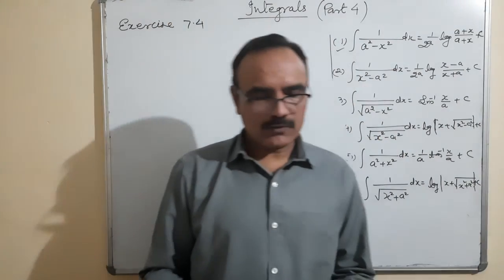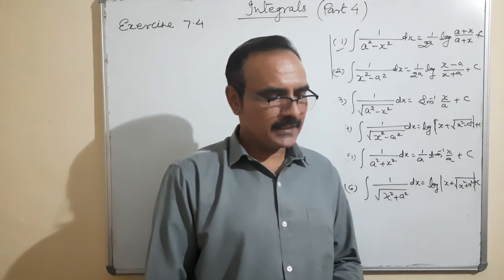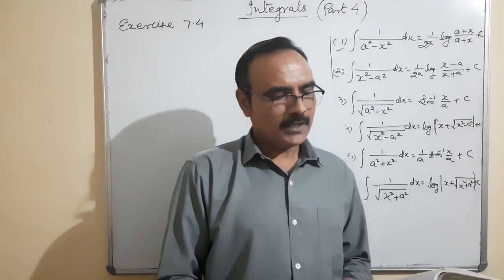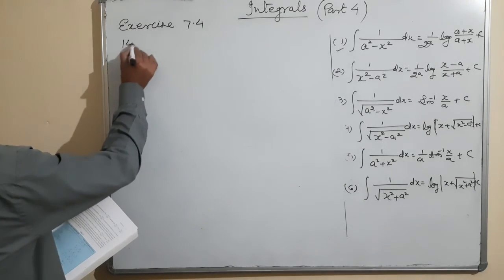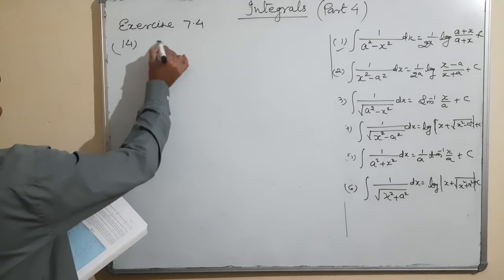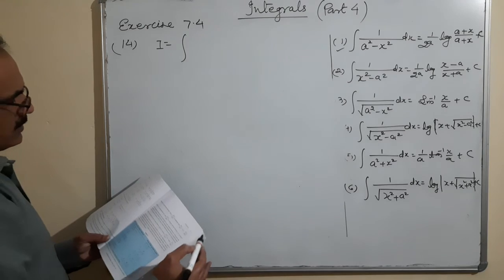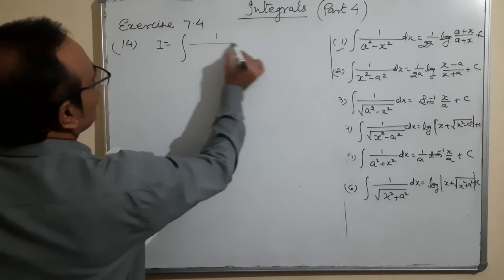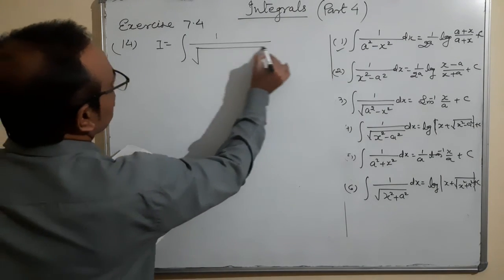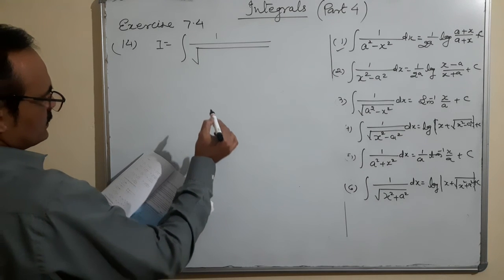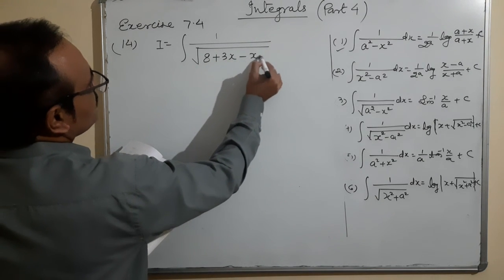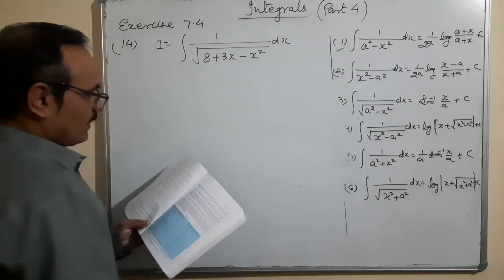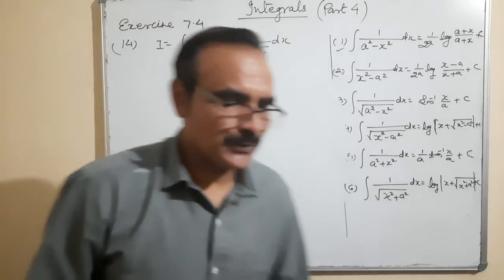Now I want to take a question in which there is a minus sign in the under root. Yes, got it. Question number 14. What is it? 1 upon under root 8 plus 3x minus x square, dx.